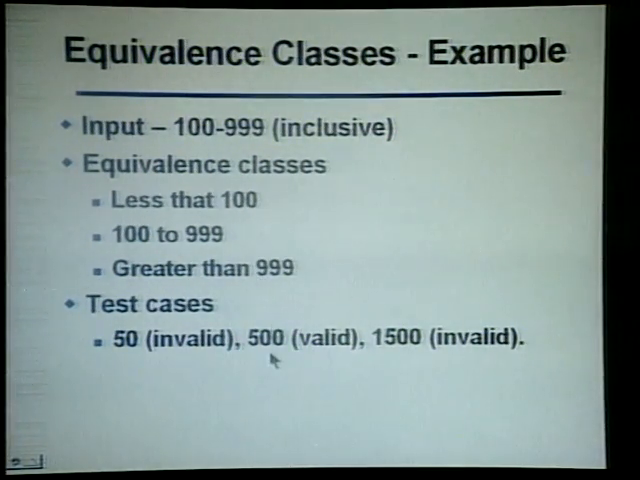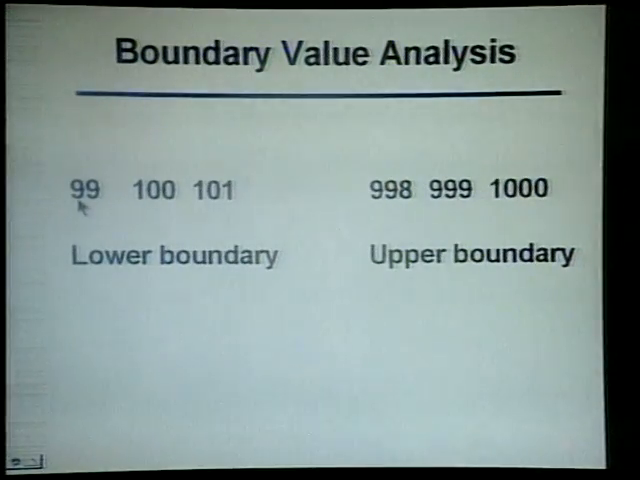So these are some of the test cases, of course, which have been selected arbitrarily. As a second example, we have the same value. So our values are from 999 to 1000.